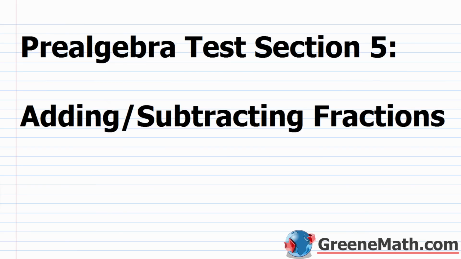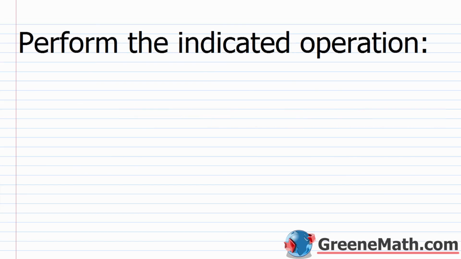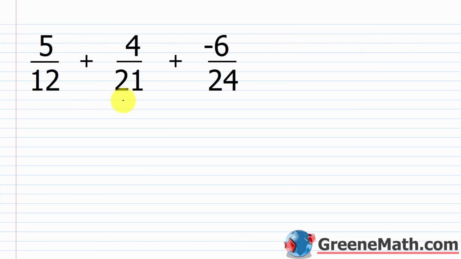Hello and welcome to Pre-Algebra Test Section 5 on adding and subtracting fractions. So we just want to perform the indicated operation, and we just have one problem. We're going to do 5 over 12 plus 4 over 21 plus negative 6 over 24.